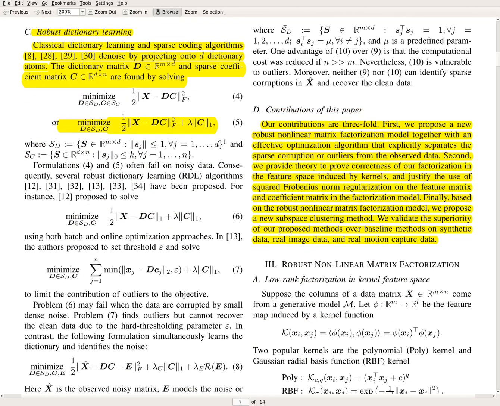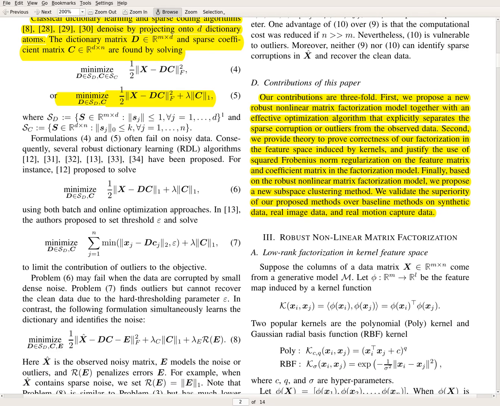Okay. Contributions of the paper. Our contributions are threefold. First, we propose a new robust nonlinear matrix factorization model together with an effective optimization algorithm that explicitly separates sparse corruption or outliers from the observed data. Second, we provide theory to prove correctness of our factorization in the feature space induced by kernels, and justify the use of squared Frobenius norm regularization of the feature matrix and coefficient matrix in the factorization model. Finally, based on the robust nonlinear matrix factorization model, we propose a new subspace clustering method. We validate the superiority of our proposed methods over baseline methods on synthetic data, real image data, and real motion capture.